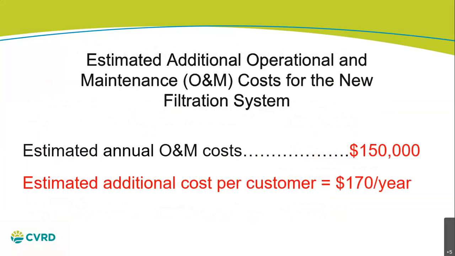In addition to that, there's annual operations and maintenance cost, and for membrane type treatment systems, you also have to allow for replacement of the membranes. They only last a certain amount of time. And so that has to be included in our operations and maintenance costs. We have what we think is a quite conservative estimate of $150,000 a year. We've given you that figure. We believe we can do it for less than that, but we want to be careful as to what expectations we provide. So that would work out to a cost of about $170 per year per customer.